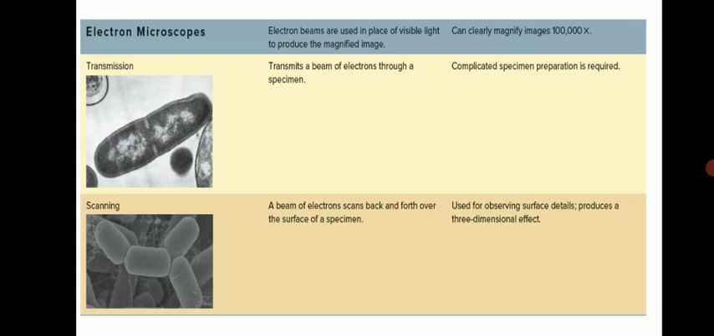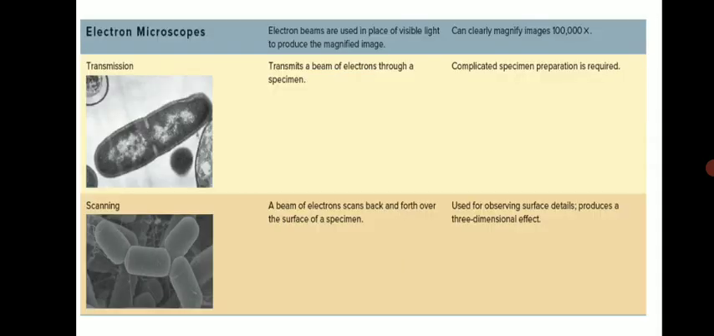Next, the electron microscope. They are of very high resolution, and the source for these microscopes is electrons. Their preparation is very complicated and they are very expensive. They are not present in every microbiological laboratory. They are very costly, so they are used for very specific purposes. Specimen preparation is very complicated compared to other microscopes, and they are used for surface details and detailed structural analysis.